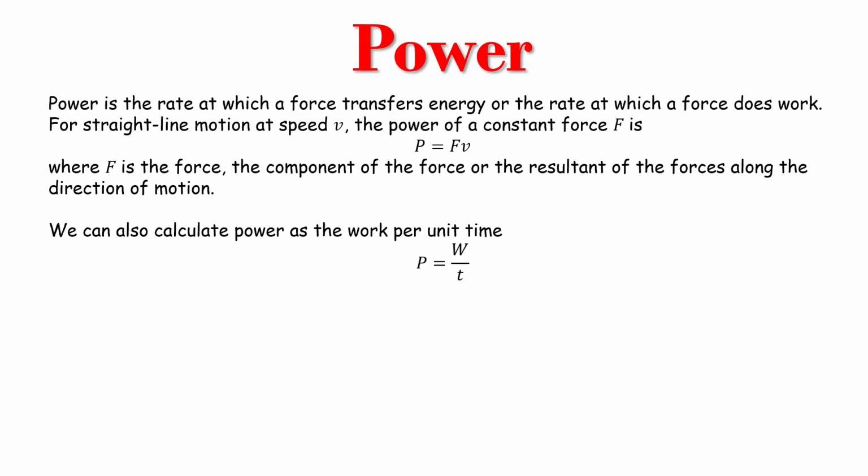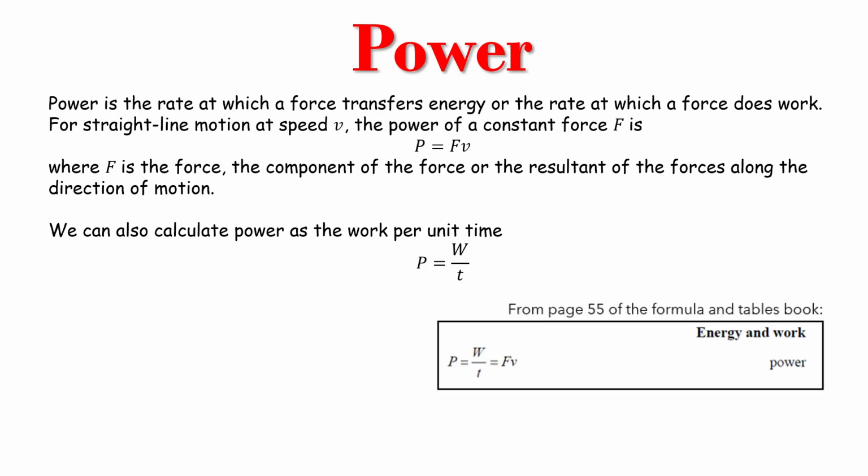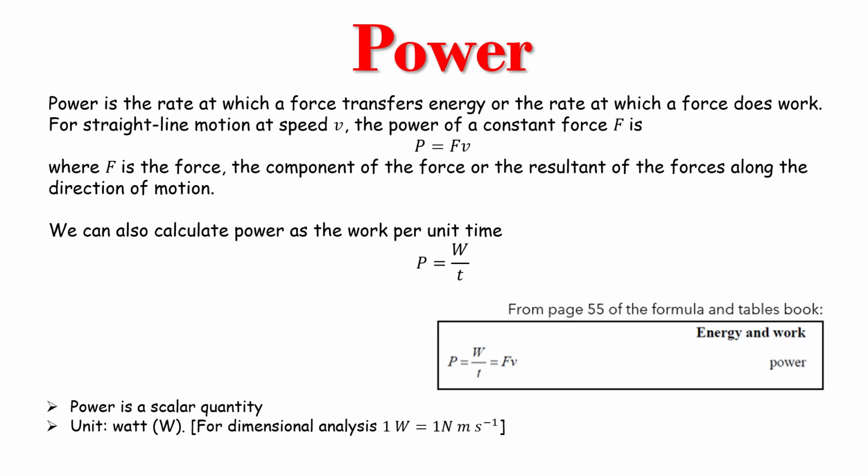So there's a second formula for power, which is work per unit time. Which one we use will depend on the information that we're given in the question. Both of these appear on page 55, and you'll see them given as power is equal to work per unit time, or F times V. That V is technically speed because power is a scalar quantity, and that makes sense if you think of work over time. And it is measured in watts. Now, for dimensional analysis, it's important for us to understand what that is. That's Newton meters per second.